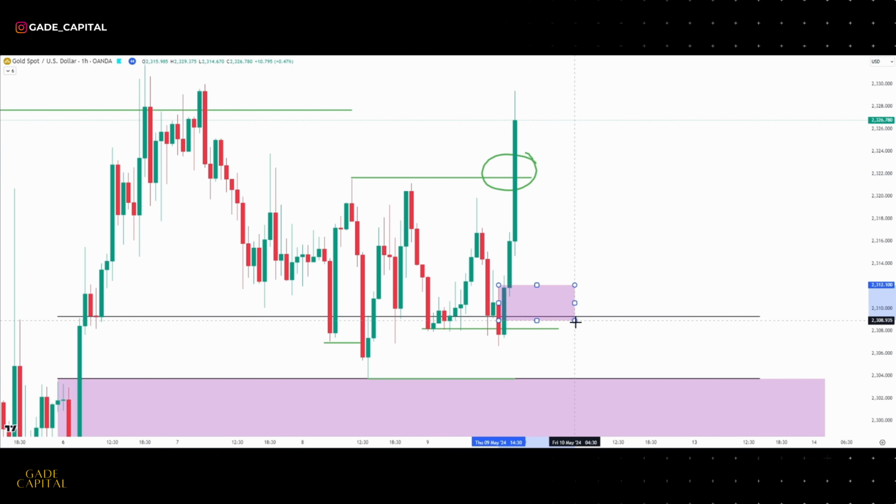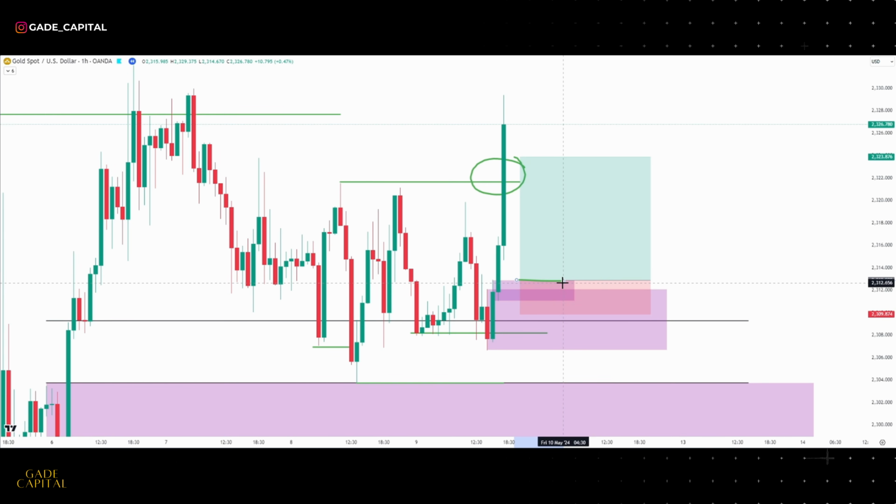So this is our 1 hour order block and there is an imbalance over here. So one thing you should remember is if there is an imbalance and order block, there will be a breaker block over here at this overlap. So we can use this breaker block for our entry. So you can enter over here.